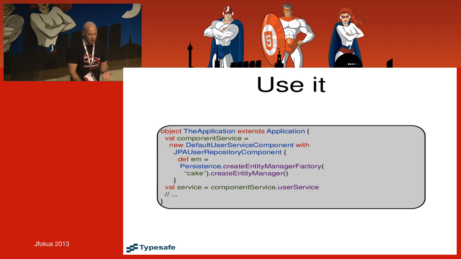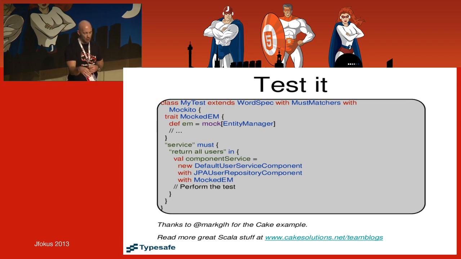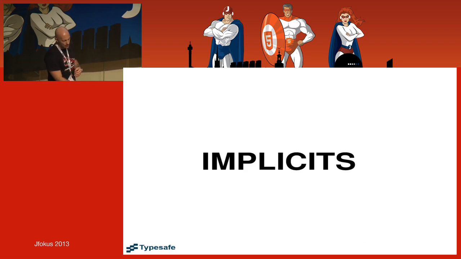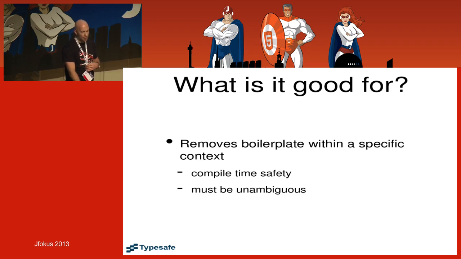And by doing this, you can also test it, right? We can provide a mocked entity manager and just create a component service and then perform the tests. And people are taking this even further, like Precog, who are heavily into Scala. They don't even use mocks. They're using Cake for everything, and they love it. This example is taken from Cake Solutions, a company in the UK. They actually have a really good blog that I encourage you to read. Right. So that was object orientation. Let's move on to implicits.